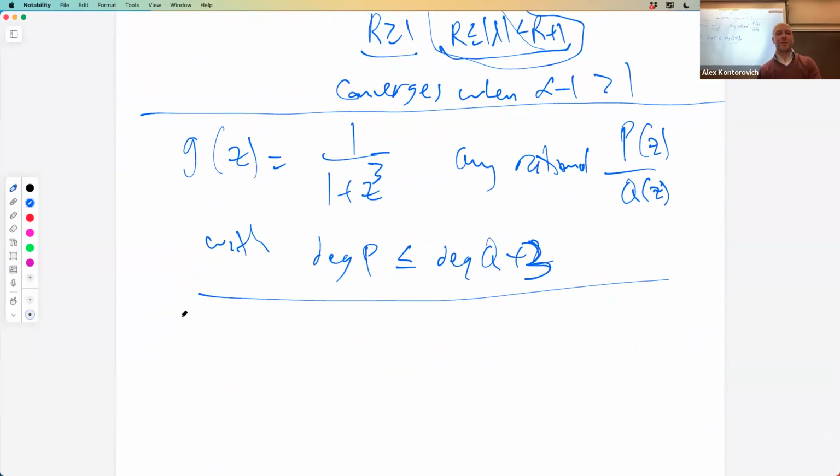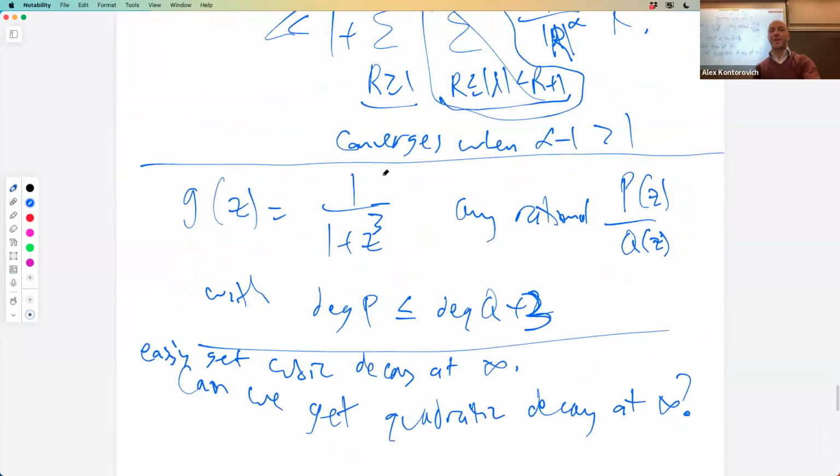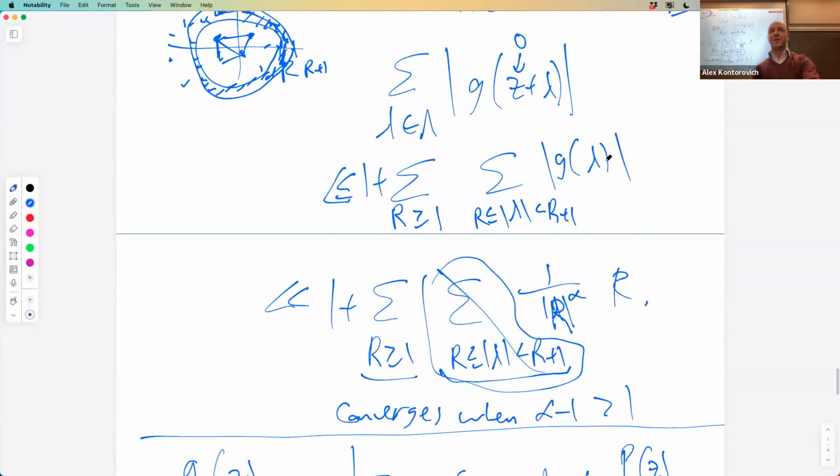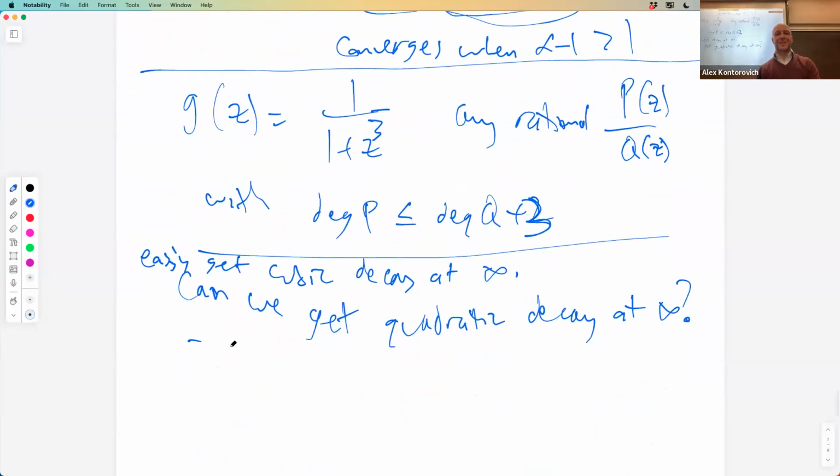And the question became, and this is where we're going to stop, so this is cubic growth. So we easily get cubic decay at infinity. And the question is, can we get quadratic? Can we somehow regularize things so that we can get quadratic decay at infinity for this G? If I put a 1 over z squared here, it will not converge absolutely. But maybe there's something we can do to temper it.